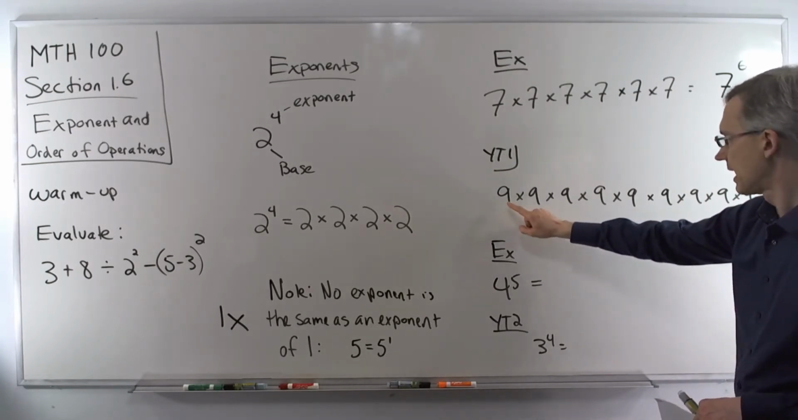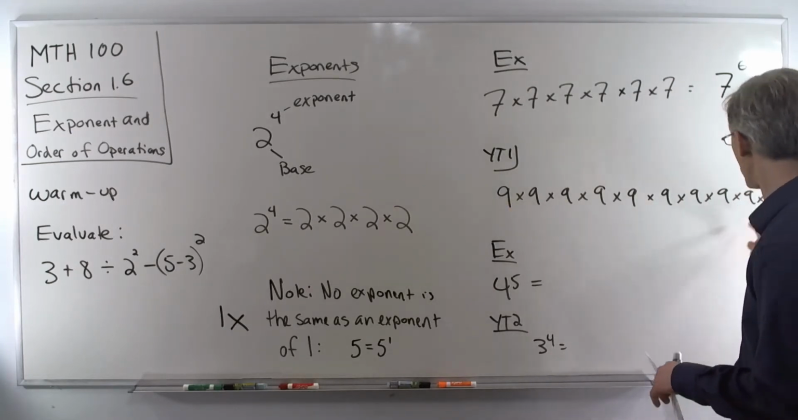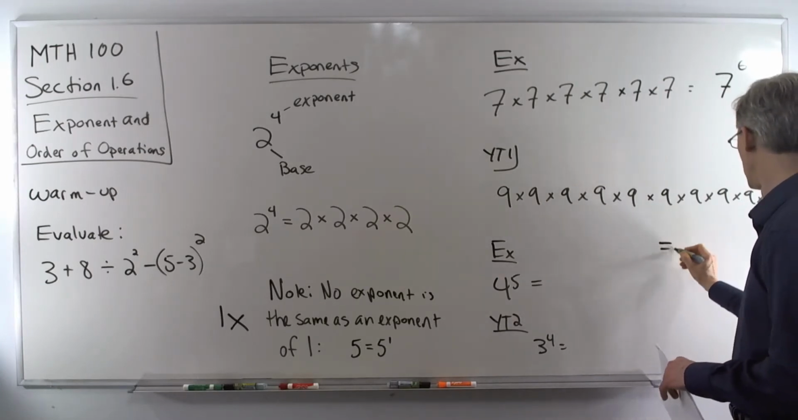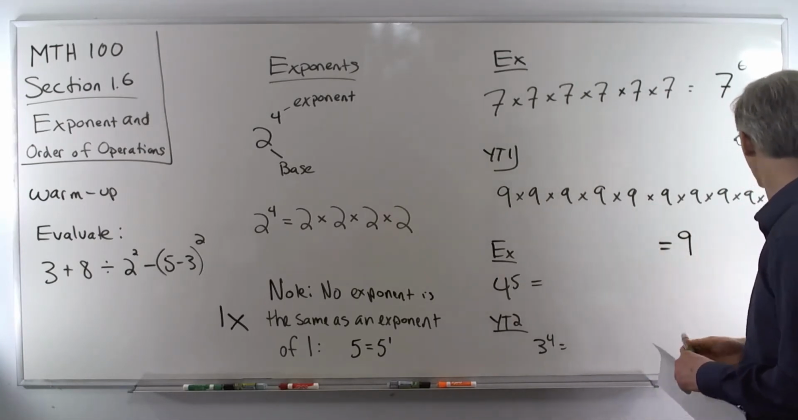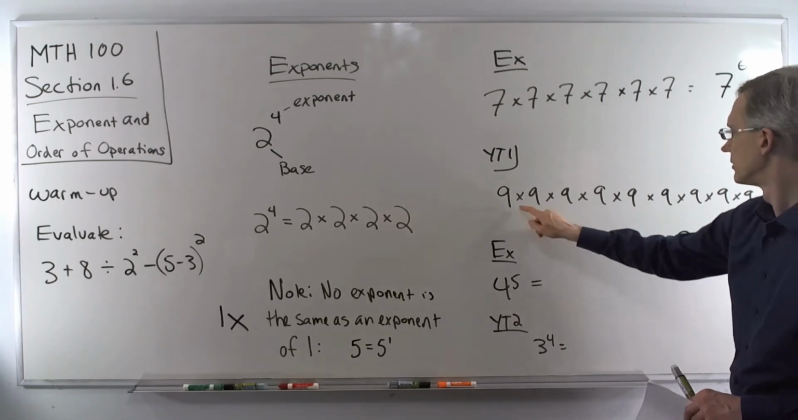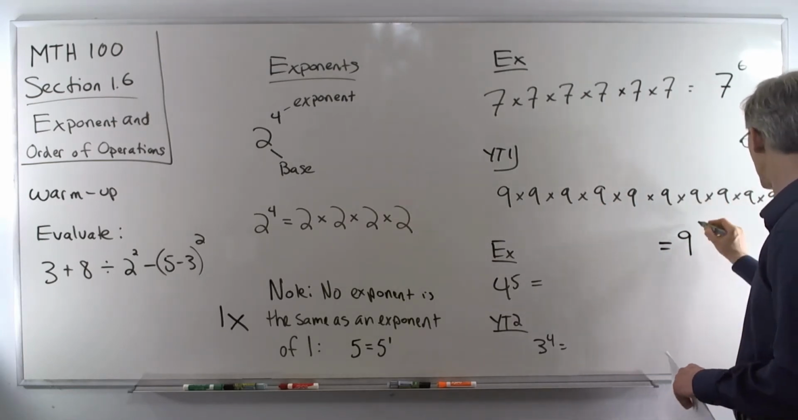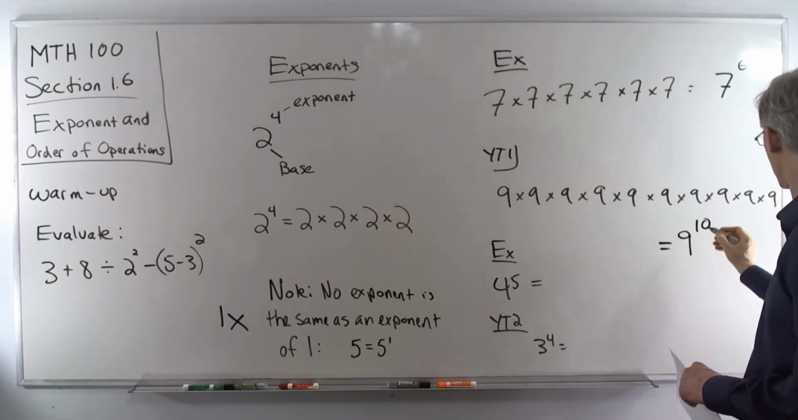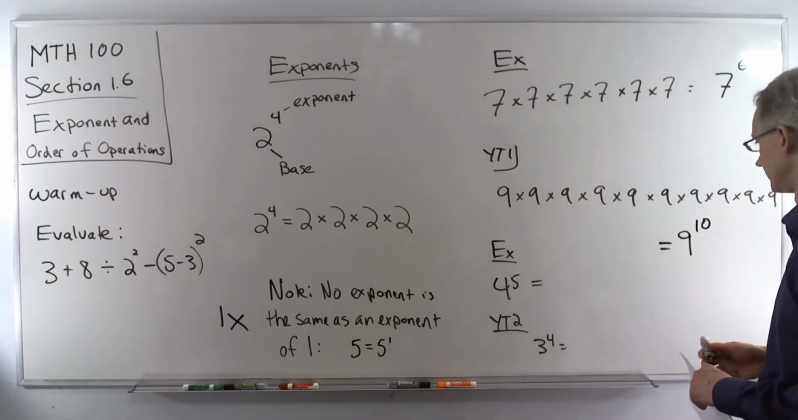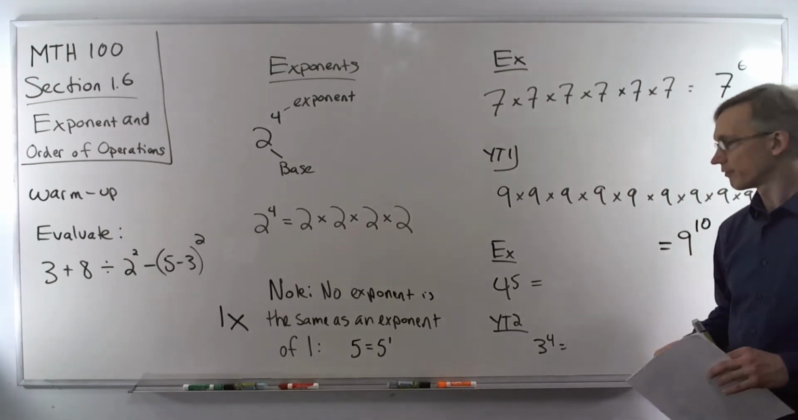Okay, so the base is 9. We've got 9s being multiplied, so that's going to be 9 to some power. And we'll count up the 9s. 6, 7, 8, 9, 10. 10 9s being multiplied, so that is 9 to the 10th power. Now we'll do the reverse.